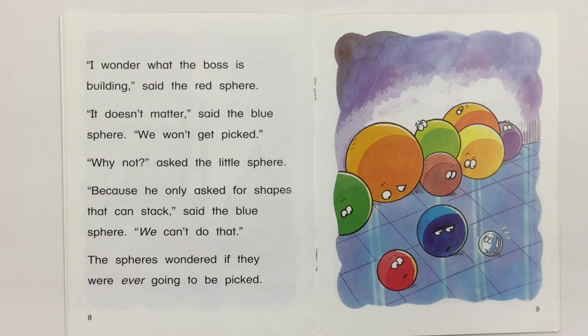"I wonder what the boss is building," said the red sphere. "It doesn't matter," said the blue sphere. "We won't get picked." "Why not?" asked the little sphere. "Because he only asked for shapes that can stack," said the blue sphere. "We can't do that." The spheres wondered if they were ever going to be picked.